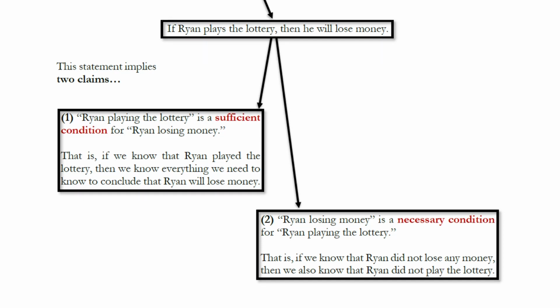Second, the statement claims that Ryan losing money is a necessary condition for Ryan playing the lottery. If we know that Ryan did not lose any money, then we also know that Ryan did not play the lottery. These are the two claims that are made by this particular conditional statement.